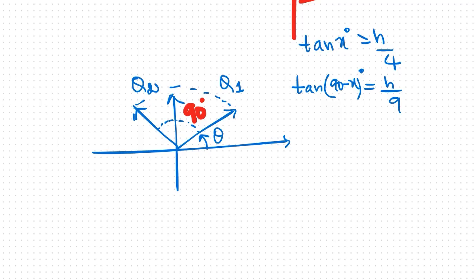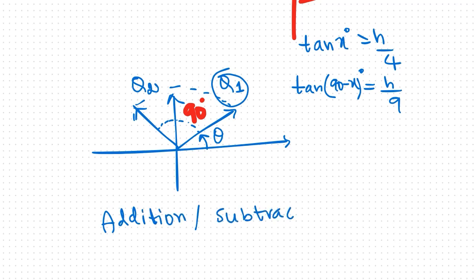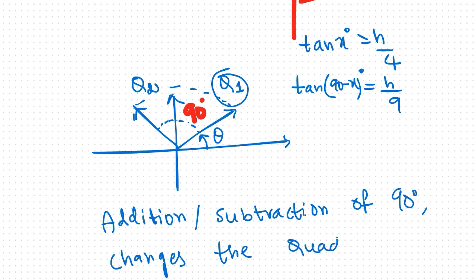So if you are adding an angle, the quadrant changes. So addition or subtraction of 90 degrees changes the quadrant in which the angle lies. Correct?